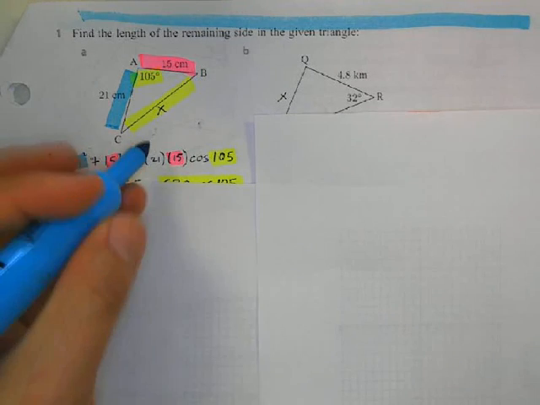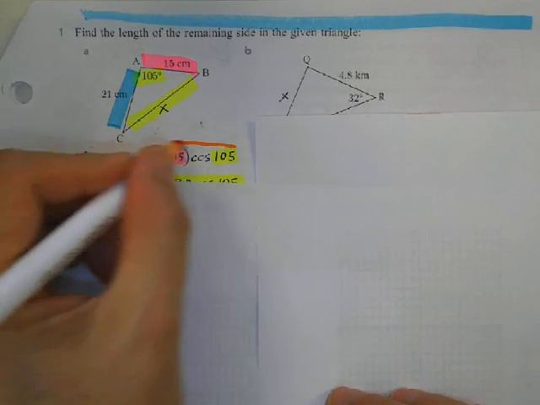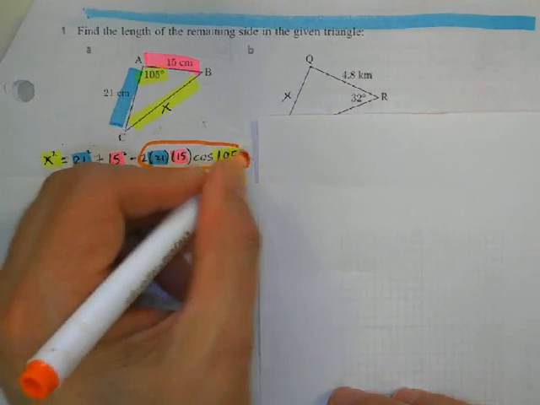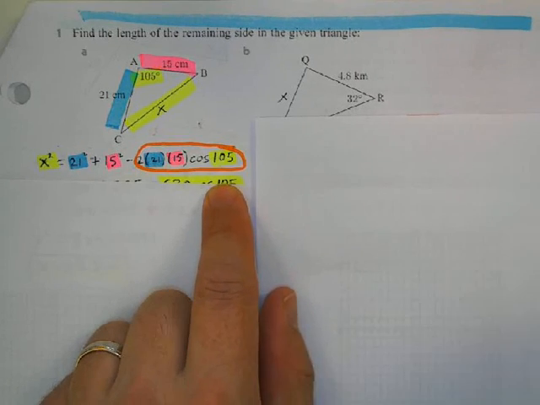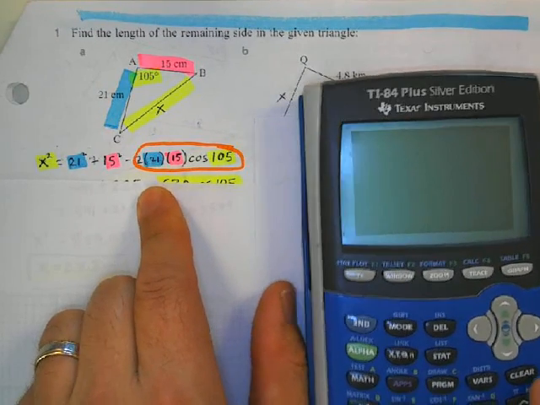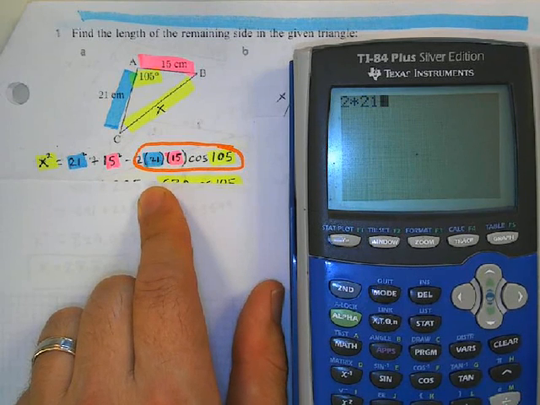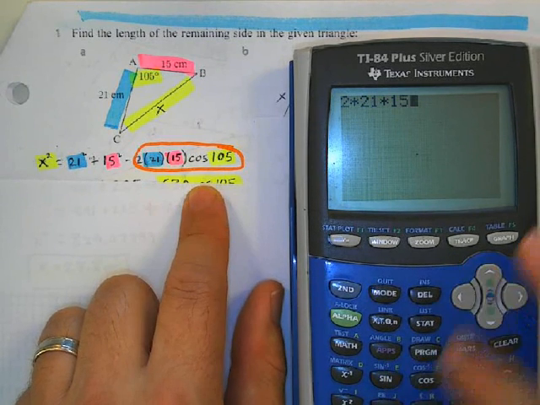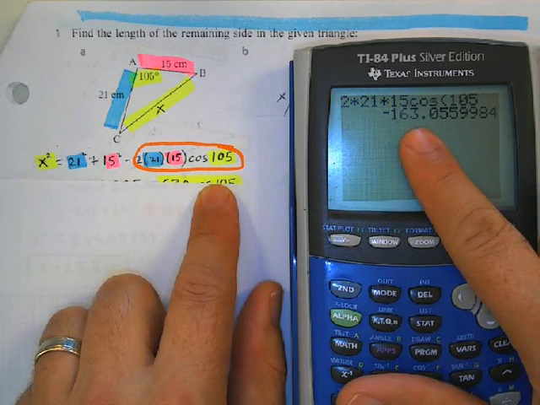And what I recommend you doing is do this in your calculator first. And what you're going to find is when you've got cosine of an angle greater than 90 degrees, you get a negative number. So let me show you. If I do 2 times 21 times 15 cosine 105, you get negative 163.